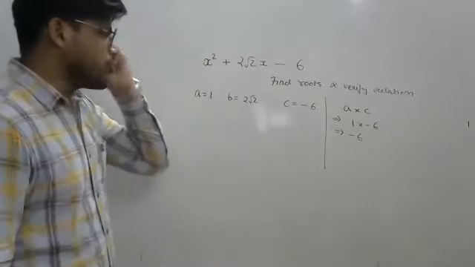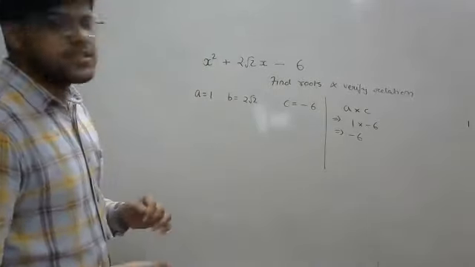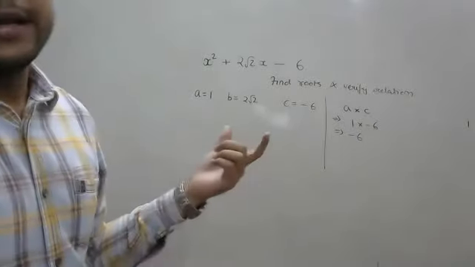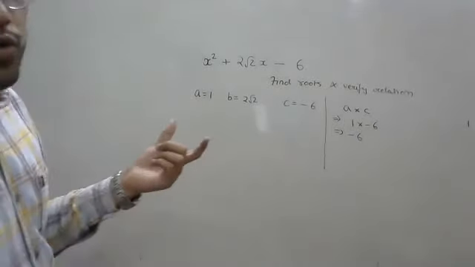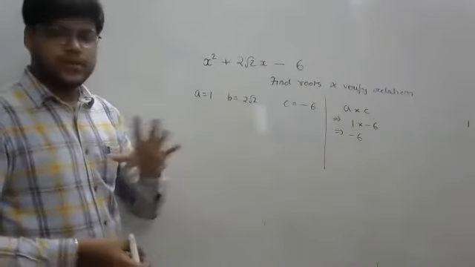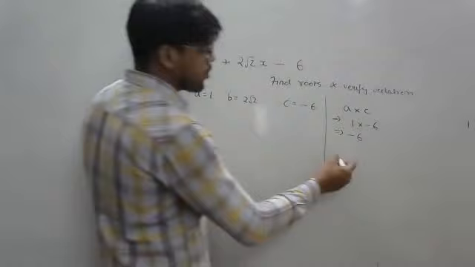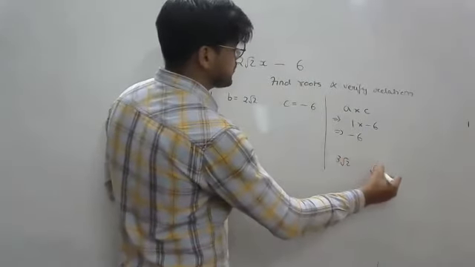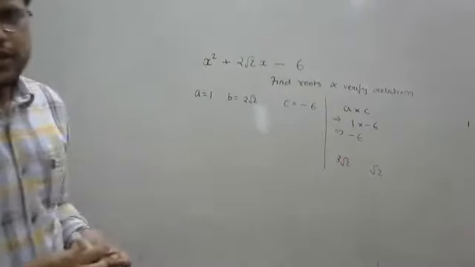When it is 2 root 2, here you are having 2 root 2. Just think in a way where you can divide this 2 root 2 into two parts, and the product is minus 6. Both the terms will have root 2. So we can think of 3 root 2 and root 2.